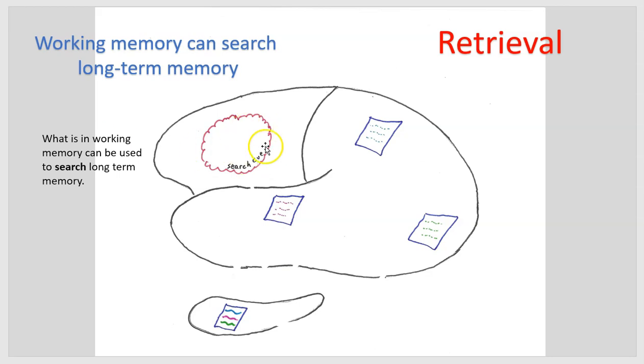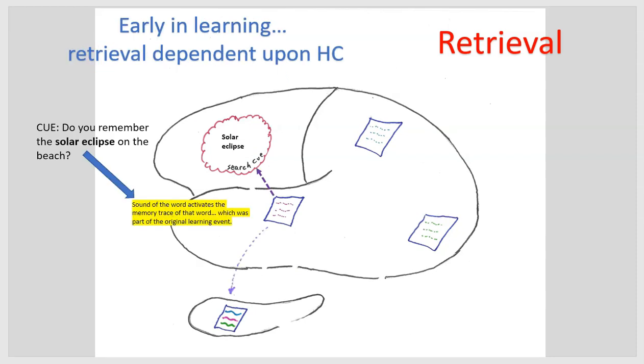And in addition, whatever's in working memory, in a sense, can search long-term memory. So let's imagine we're the day after the eclipse, and somebody says to me, "Do you remember the solar eclipse on the beach?" Well, I'm hearing what they're saying, and the word solar eclipse is being processed by my auditory cortex, and whatever's happening in auditory cortex can be sent up to my working memory system, so I'm conscious of hearing the word solar eclipse. But in addition, solar eclipse, that's a word I heard yesterday when I was watching the solar eclipse.